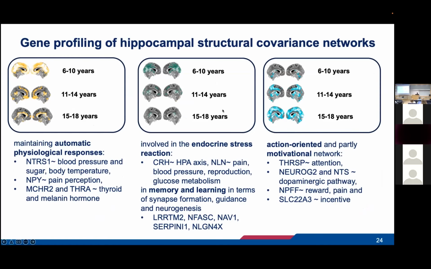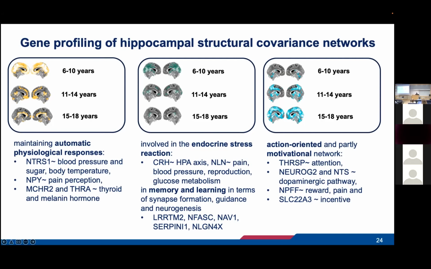Then interestingly, this green network, which was associated in late childhood with the posterior brain, seems to be involved in endocrine stress reaction, memory and learning, in terms of the associated genes being related to synapse formation, guidance, and neurogenesis. And our last network was very nicely reflected in the gene profiles, being related to an action-oriented and motivational network, such as attention, dopaminergic pathway, reward, pain, incentive.